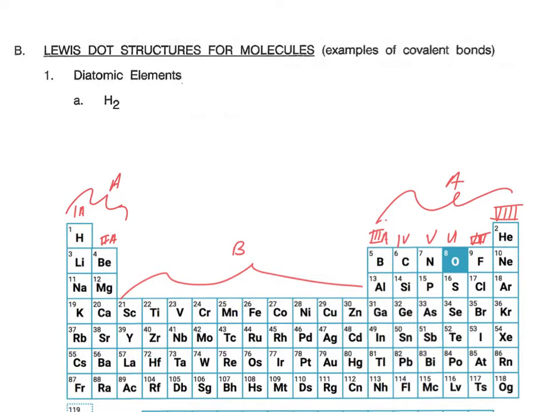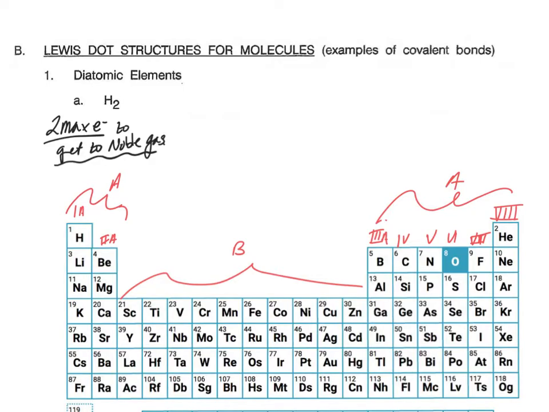Okay, let's start making some molecules. We're going to start with the diatomic elements. These are the atoms that come joined together as an element. Hydrogen's in a little bit of an unusual case. It's not going to have our 8. Remember, it only gets 2 as its maximum number of electrons.